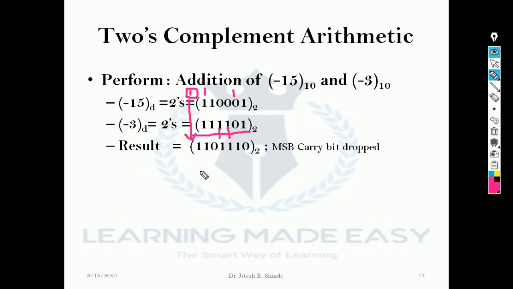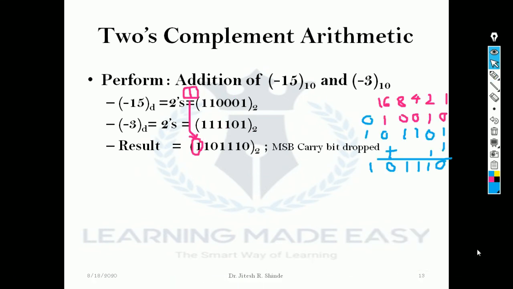If the MSB bit addition is generating a carry, we know that the result is positive. In this case we do not need to find the 2's complement of the number. Moving forward, from this addition the result we have got is 1101110. Since the MSB bit is generating a carry, in this case we don't need to find the 1's complement.